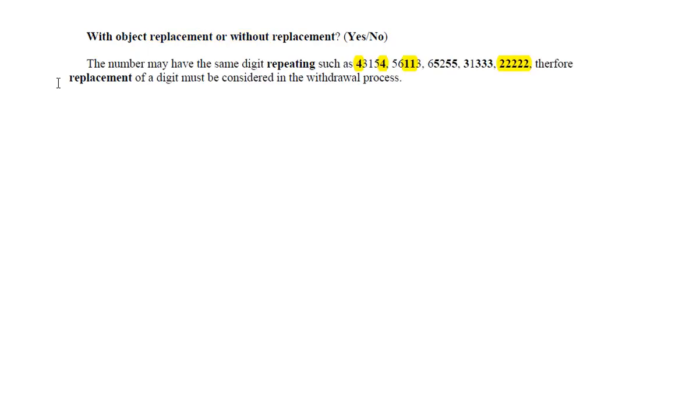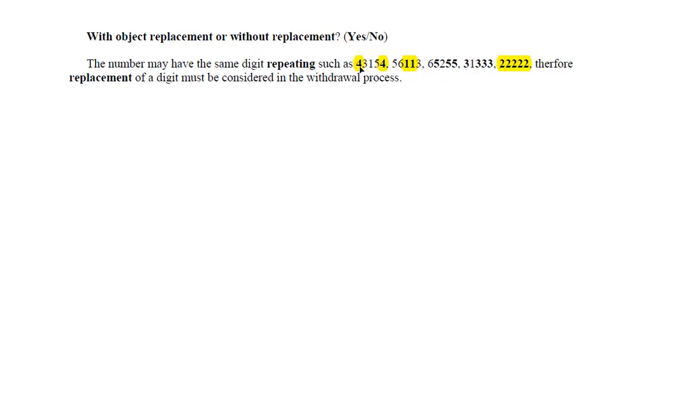Now we have to know if replacement or no replacement applies. So when we are withdrawing a number from this container, can we replace it? Nothing in the problem says we cannot replace it. And from the standpoint of number theory, if we withdraw number 1 twice or 5 times, would it make a different number? It would make a different number. So we have to follow the rule of replacement.